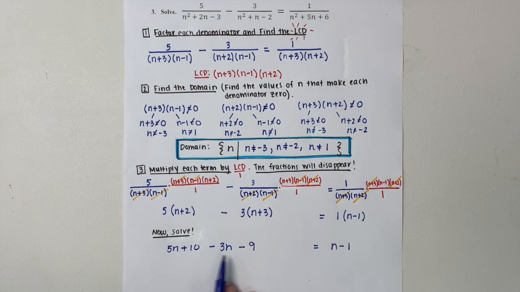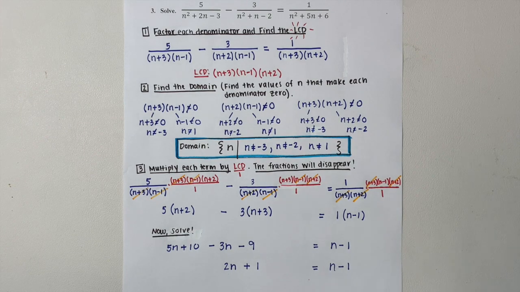Now let's combine like terms on the left side here. 5n minus 3n will give us 2n, and 10 minus 9 will give us a positive 1. And there's nothing we can simplify on the right at this point, so I'll just carry down the n minus 1. Now we want to proceed to solve. This is just a basic linear equation. It's not a quadratic equation like we saw in the previous example, since there is not an n squared term.